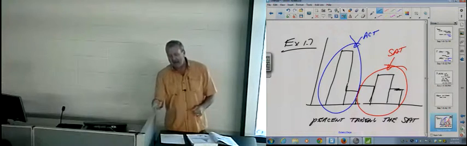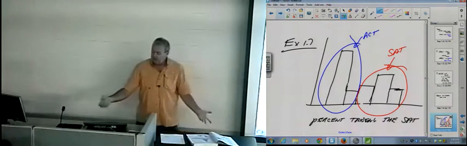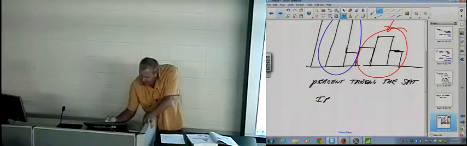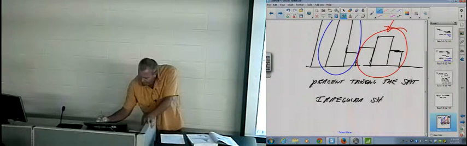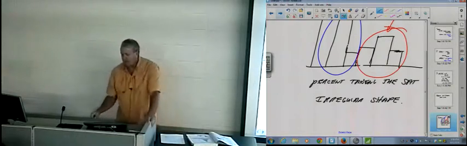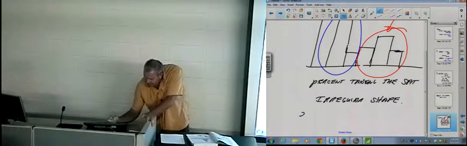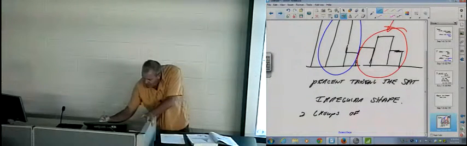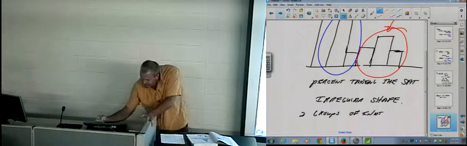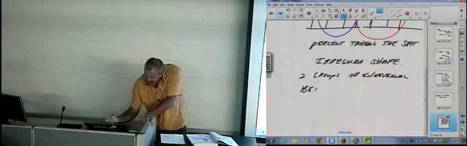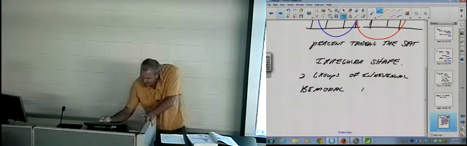There's the ACT states and the SAT states. Look, things aren't always perfect. Irregular shape. Two groups of individuals, all on the same histogram. I'm going to write bimodal, double peak.